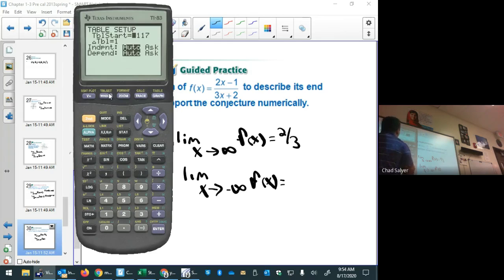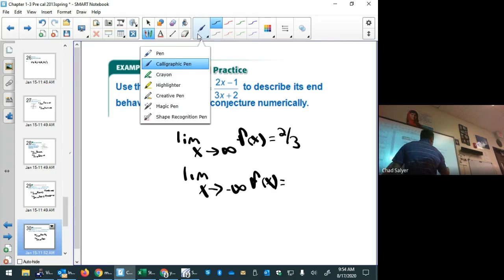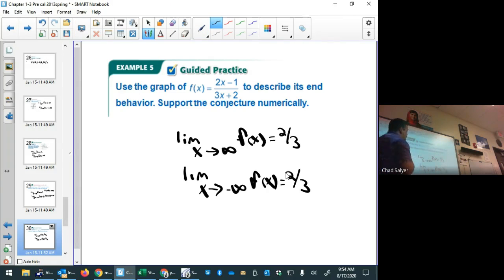Okay, so let's put in a really big negative value. You see, there we go. The same thing, 2/3. It's getting closer and closer to 2/3. We'll never quite get there, but it'll get arbitrarily close. That's the thing about a limit that's kind of confusing. It does something forever without ever accomplishing it, approaching a value.